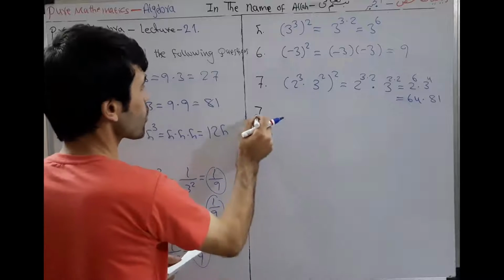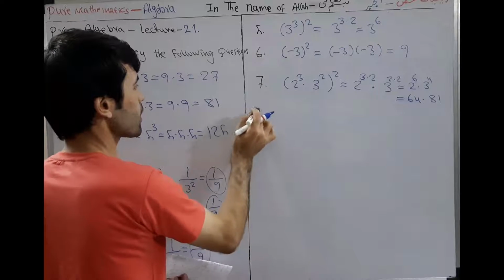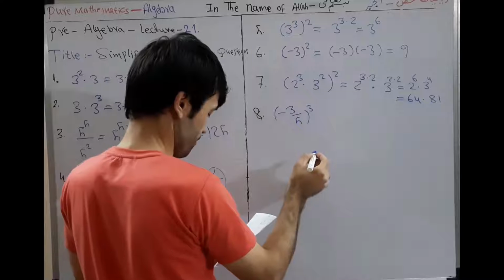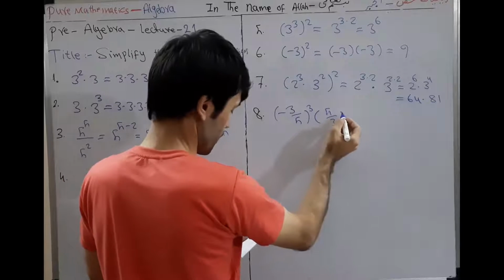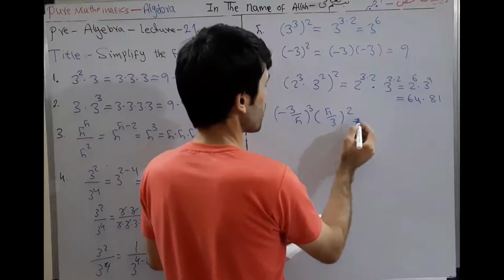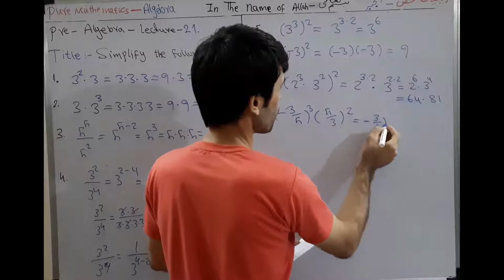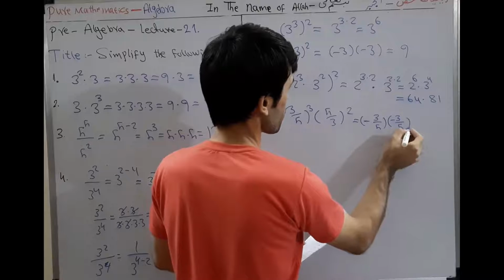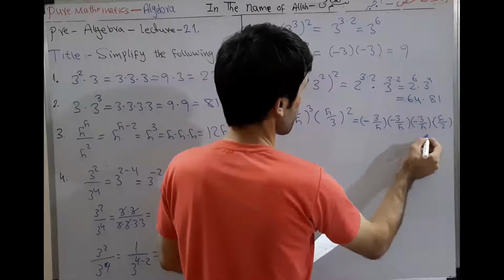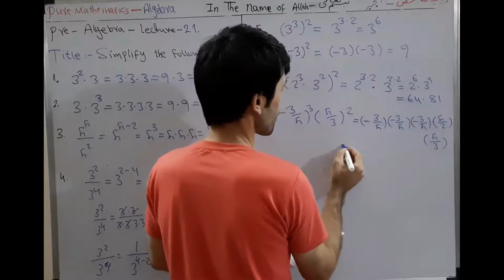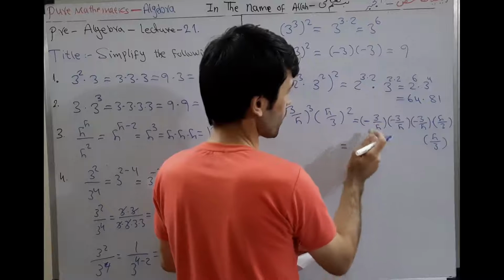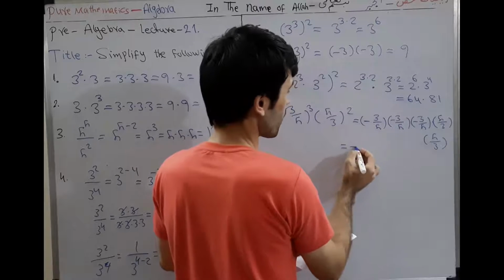Number 8. Question number 8. Minus 3 by 5 whole to the power 3, over 5 by 3 whole to the power 2. It is equal to minus 3 by 5, minus 3 by 5, minus 3 by 5, into 5 over 3 multiplied by 5 over 3, two times. If we multiply these signs, all of them are negative, but 3 times, it is odd.